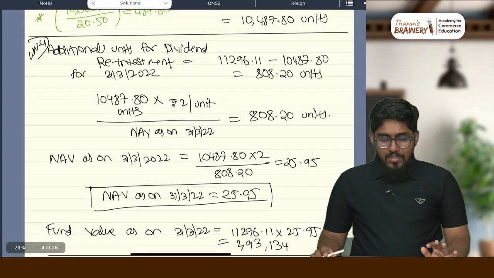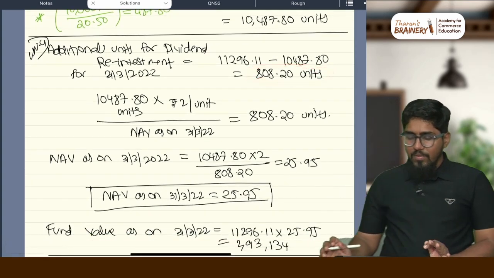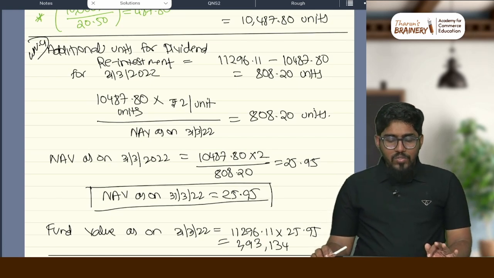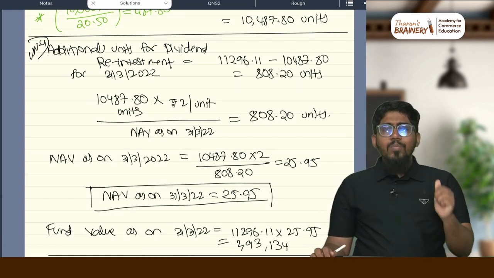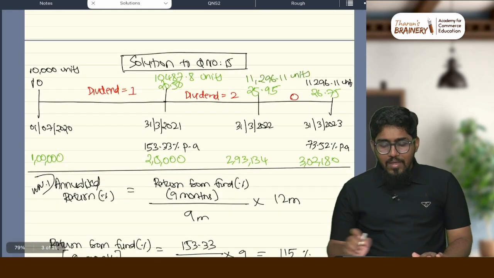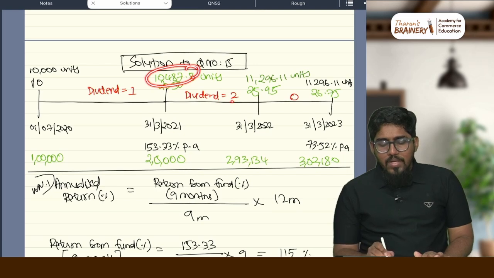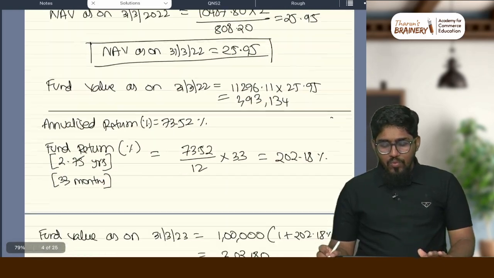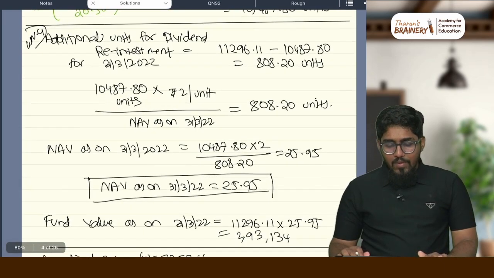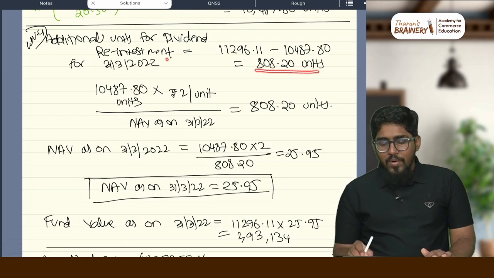This much clarity you are having, sir. How many units am I getting? 808.20 units I'm getting. How much dividend am I receiving this time? I am having 10,487 units and I am receiving 2 rupees dividend. So 10,487 into 2 is the dividend amount, divided by the NAV, you will get the NAV as on the end. So additional units for dividend reinvestment is 808.20 units.